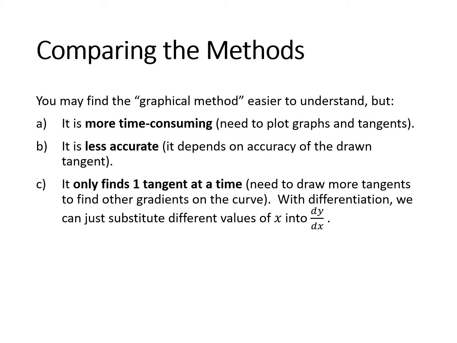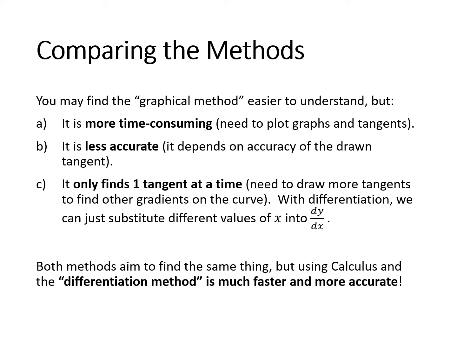One of the other problems with the graphical method is it only finds one tangent at a time. You have to draw another tangent and then draw 2 more points and then find the gradient between those 2 points. Whereas with differentiation, we just put a different value into the dy by dx, the derivative. So both methods do find the same thing, but calculus and the differentiation method is much faster and more accurate.